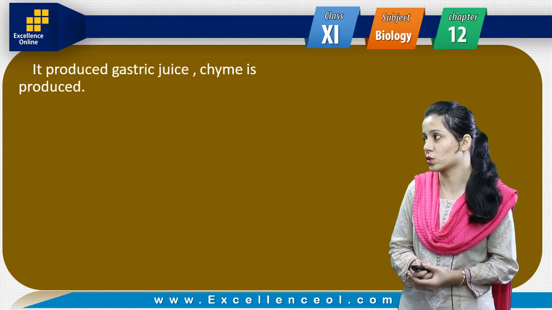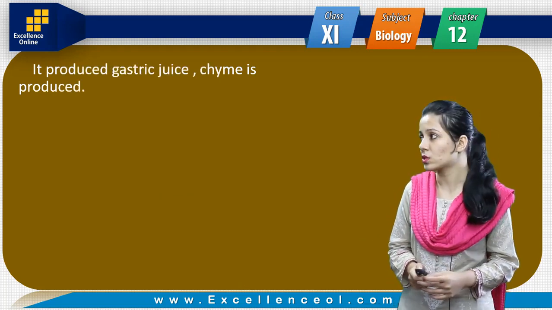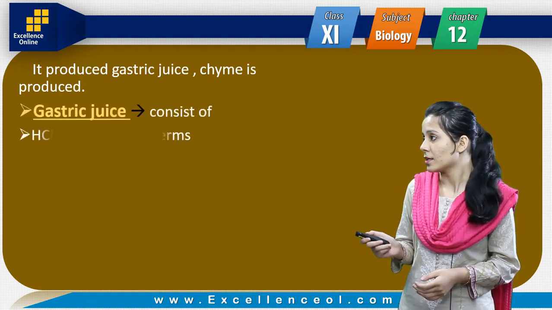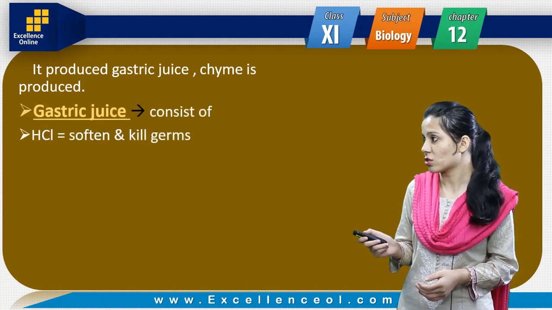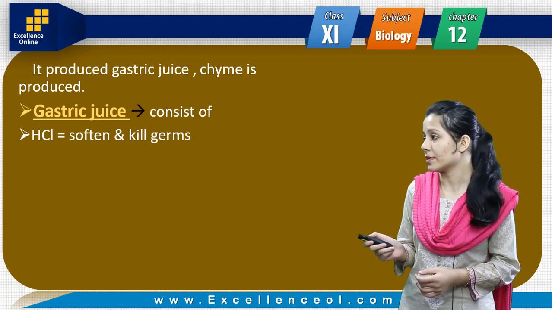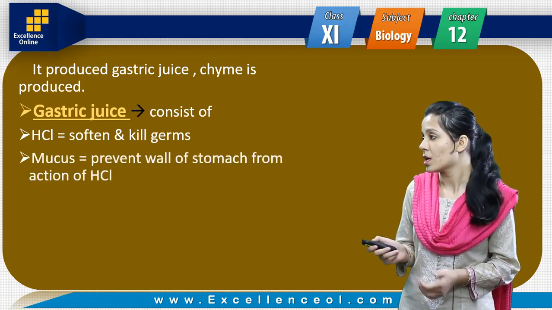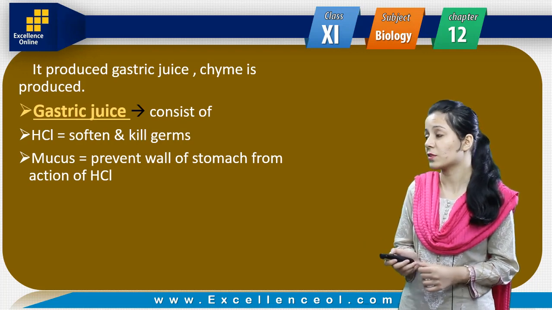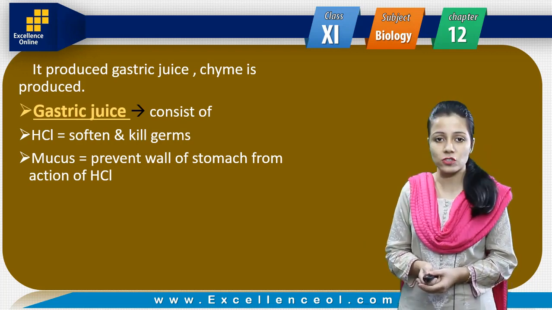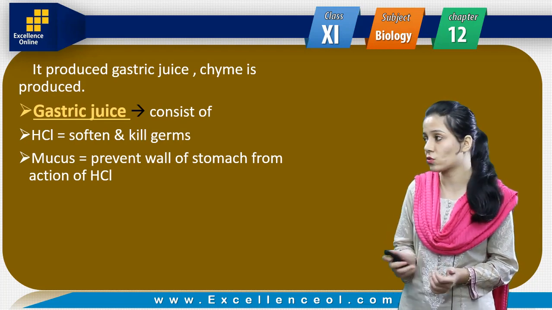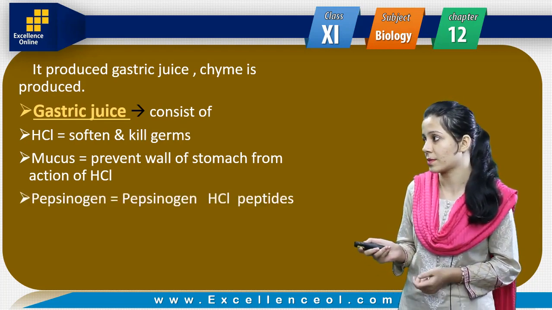Next, gastric juice. The stomach produces gastric juice as well as chyme. The gastric juice comprises HCl, which is a strong acid. It helps soften the food and kill germs. It also consists of mucus, which protects the wall of the stomach from the action of HCl. Therefore, the wall of the stomach is not digested by HCl, due to the mucus.